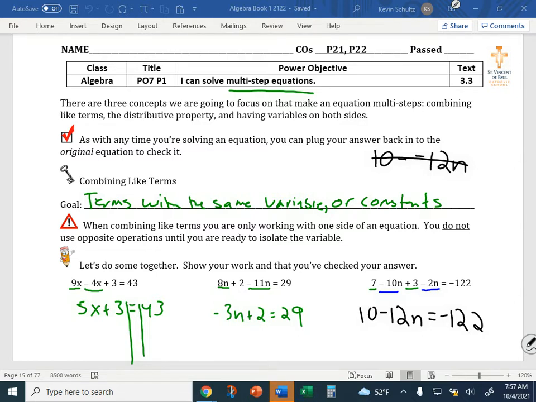10 minus 12n equals -122. If you wanted to write this as -12n plus 10 equals -122, why is that okay? To put that n term first here, the way that we've written it. Kate?